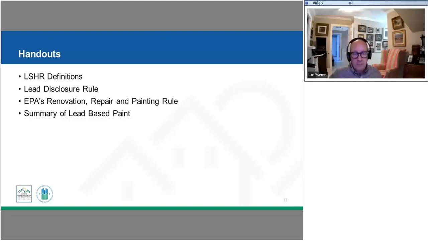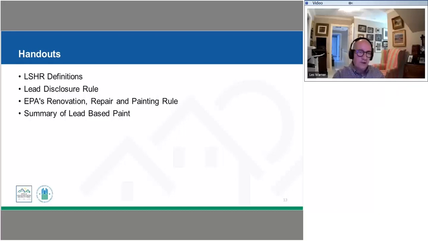I'll also mention, as part of the packet that was sent out, I already mentioned that there's the exercise for tomorrow, but we have a number of things within that which we think will be helpful reference tools for you. There is a lead-safe housing rule definition handout which walks you through all these key definitions that we're going to be talking about throughout today's session. There also is a handout about the disclosure requirements under the lead-safe housing rule, and Chris is going to be covering those a little bit later.